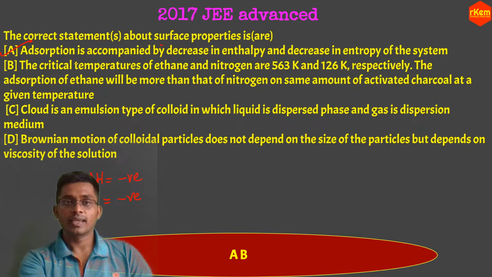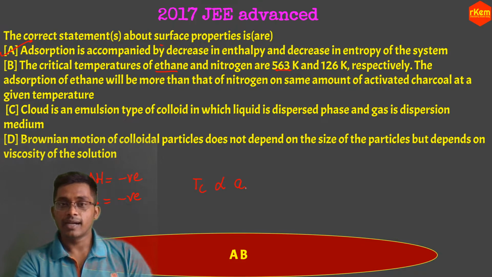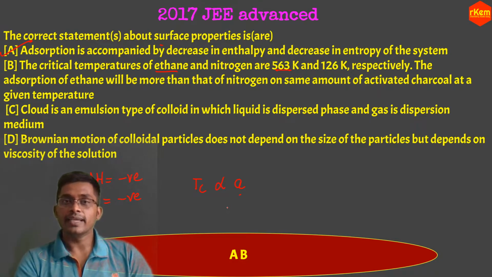And next, critical temperature is directly proportional to intermolecular attractions, right? So here ethane critical temperature is given as 563. Higher the critical temperature, higher the intermolecular attractions. If the a value is higher, then that gas can be adsorbed easily. So B is also correct. Now look at C. Cloud is an emulsion. Is it correct? No.